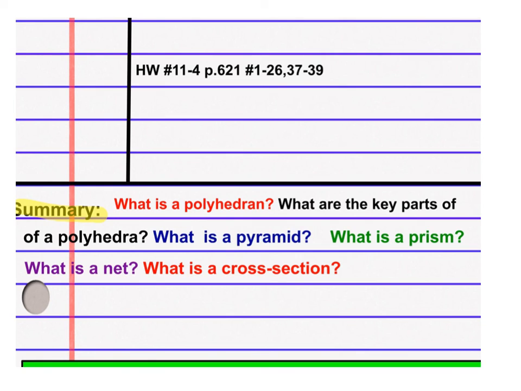The homework, we have 11.4 on big ideas, 1 through 26, 37 through 39. Summary: what is a polyhedron? What are the key parts? What is a pyramid? What are the key properties of a pyramid? You should discuss how many bases there are and what shape the faces are. What about a prism? How many bases does a prism have? What shape are the faces? What is a net? What is a cross section?